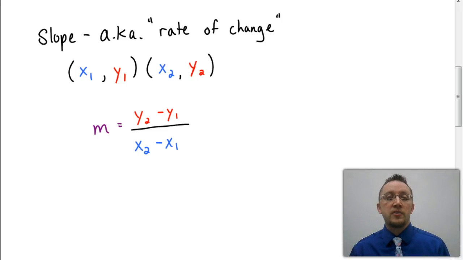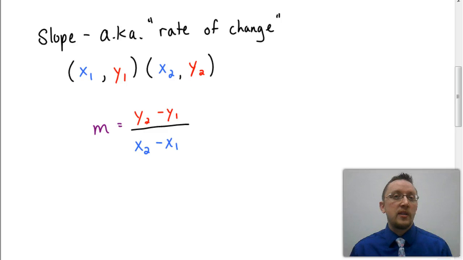Now we call these our x1 and y1 to refer to the first set of coordinates, and our x2 and y2 would refer to our second set of coordinates. So specifically, the slope formula is y2 minus y1 divided by x2 minus x1.